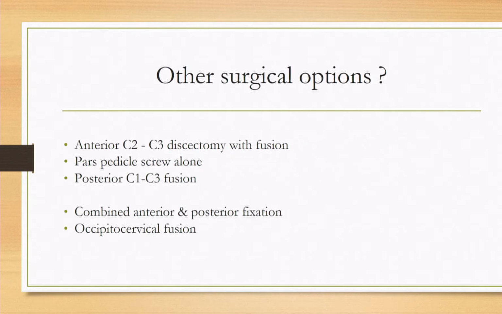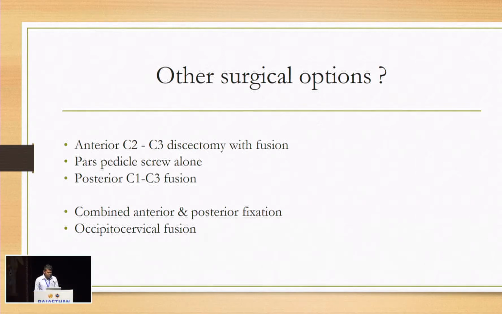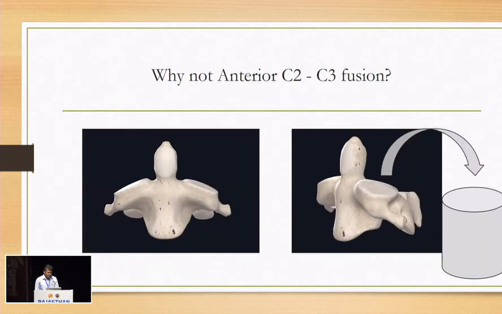What are the other surgical options which are more commonly used? Different authors have recommended various surgical approaches with arguments in favor of each of them. Most commonly used are the anterior C2-C3 discectomy fusion, the pars pedicle screw alone, posterior C1 to C3 fusion, and combined approaches. Occipitocervical fusion has also been used. So why not anterior C2-C3 fusion?